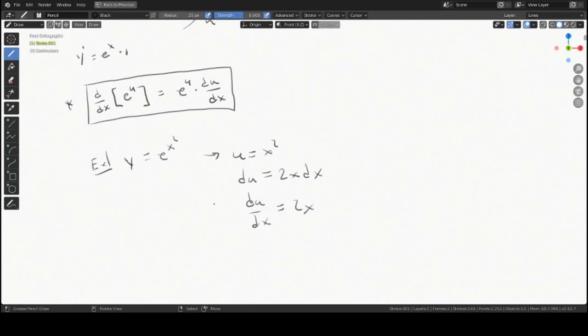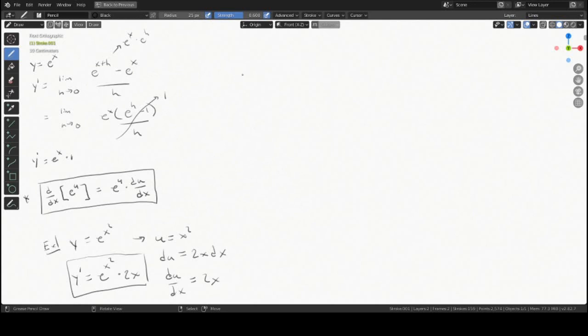Okay, and if this is our du dx and y prime is equal to e to the u, we have e to the x squared times du dx, which is 2x. And that's our answer for this problem. Okay, so let's go ahead and move on to logarithmic functions.